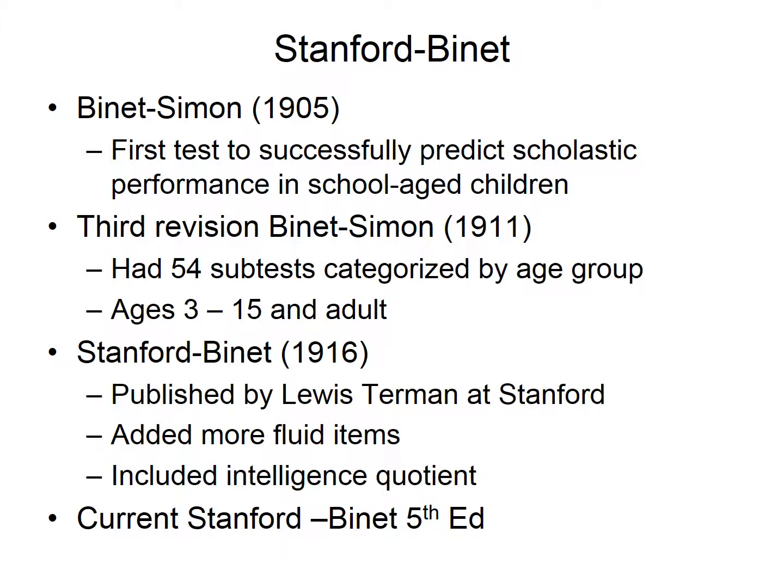In 1916 is the first actual Stanford-Binet. So Simon's out of the picture, and Binet has taken a back seat, and now Stanford is actually revising the test. It was published by Lewis Terman at Stanford University, so that's where the Stanford-Binet comes in. And Stanford, the university, has now been pretty much the center point for the continued development of this test. It added more fluid items, so more items that actually got at hereditary or genetic intelligence. So it was now measuring both knowledge or crystallized intelligence and fluid intelligence. And this is also the first test that brought up the idea of a normed set of scales, an intelligence quotient or IQ. So the current Stanford-Binet is in its 5th edition and is still used to this day.